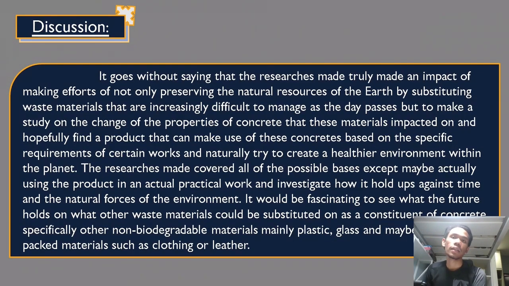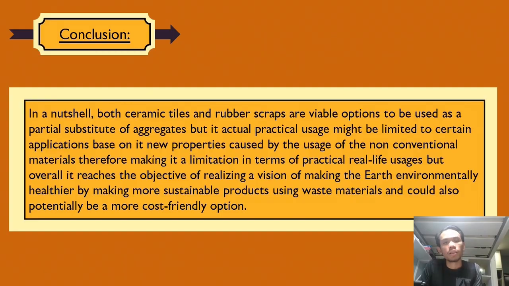The researchers truly made an impact by making efforts not only to preserve the natural resources of the earth, but also to study the change of properties of concrete that these materials impacted. The researchers covered all of the possible bases, except maybe actually using the product in actual practical work and investigating how it holds up against time and the natural forces of the environment. In conclusion, both ceramic tiles and rubber scraps are a viable option to be used as a partial substitute of aggregates, but in actual practical usage might be limited to certain applications based on the new properties caused by the usage of the non-conventional material.